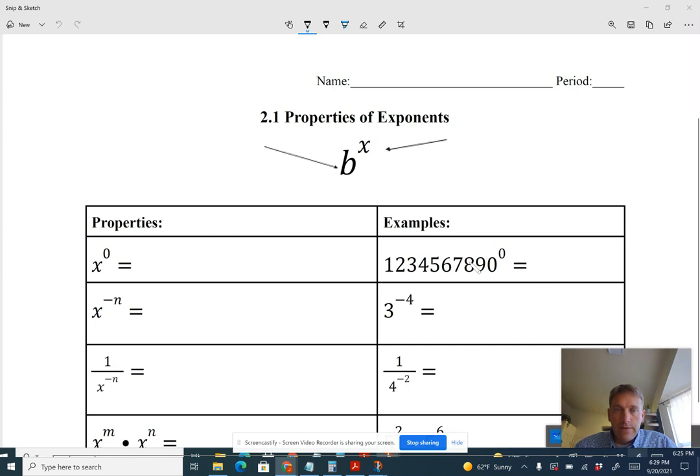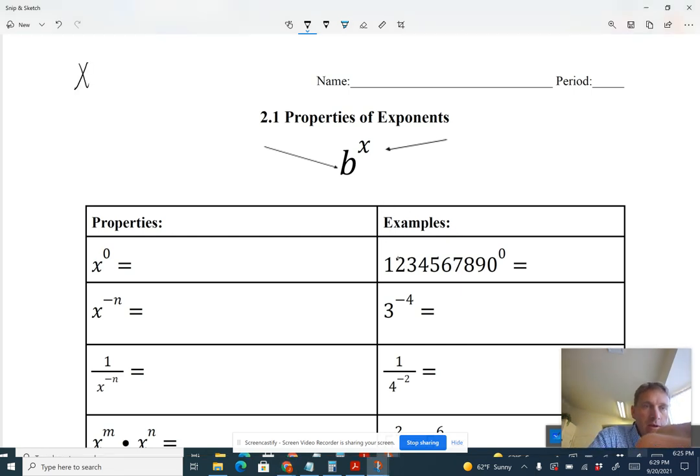Hi, this is lesson 2.1 on properties of exponents, and we're going to talk about the way that exponents behave. On your notes, it might say x to the n. I prefer b to the x, but it works the same way here. This b, the reason I like that is because this is the base, the number on the bottom.